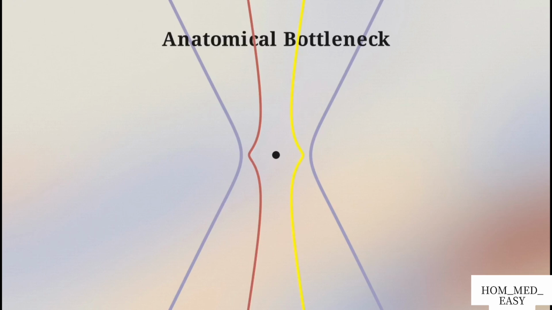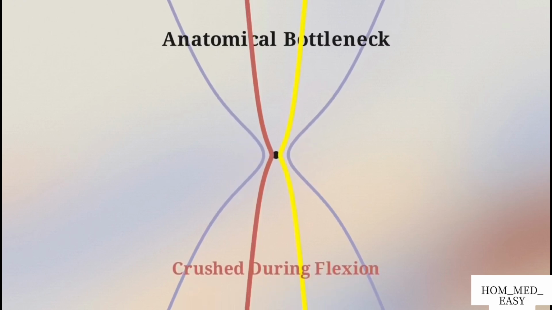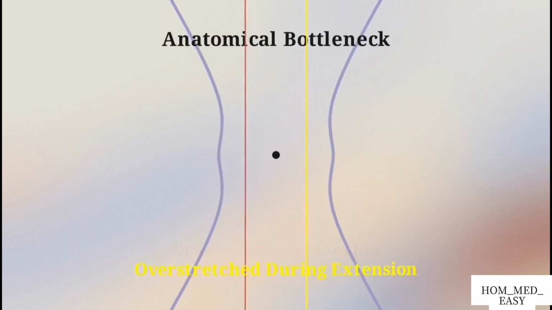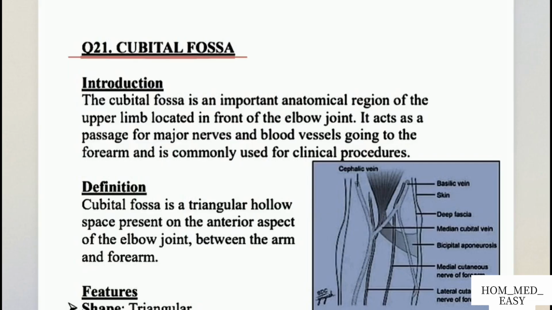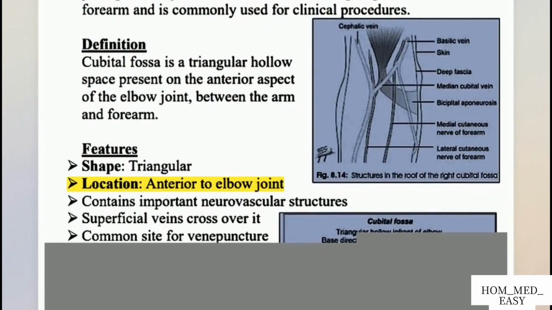Vital nerves and major blood vessels must travel from the upper arm to the forearm and hand. They have to cross this exact pivot point without being crushed during flexion or overstretched during extension. The biological solution to this problem is the cubital fossa. As seen in this text description, it's defined as a triangular hollow space situated on the anterior aspect of the elbow joint. It sits precisely at the transition point on the front crease.